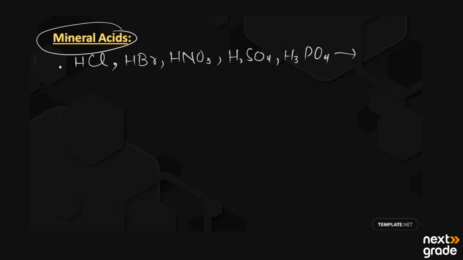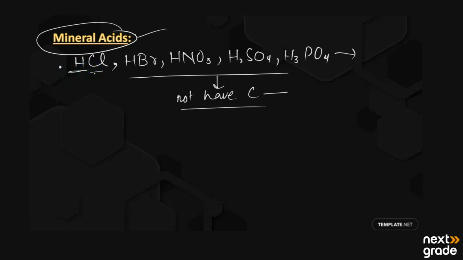And why are these known as mineral acids? Because they do not have carbon in them. That's why they are known as mineral acids. When they are added in water, they produce hydrogen and the negatively charged chloride ions. Here we have hydrogen and bromide ion. Next we have hydrogen and nitrate ion, hydrogen and sulfate, and hydrogen and phosphate ions. So these are called mineral acids because they do not have carbon in them.